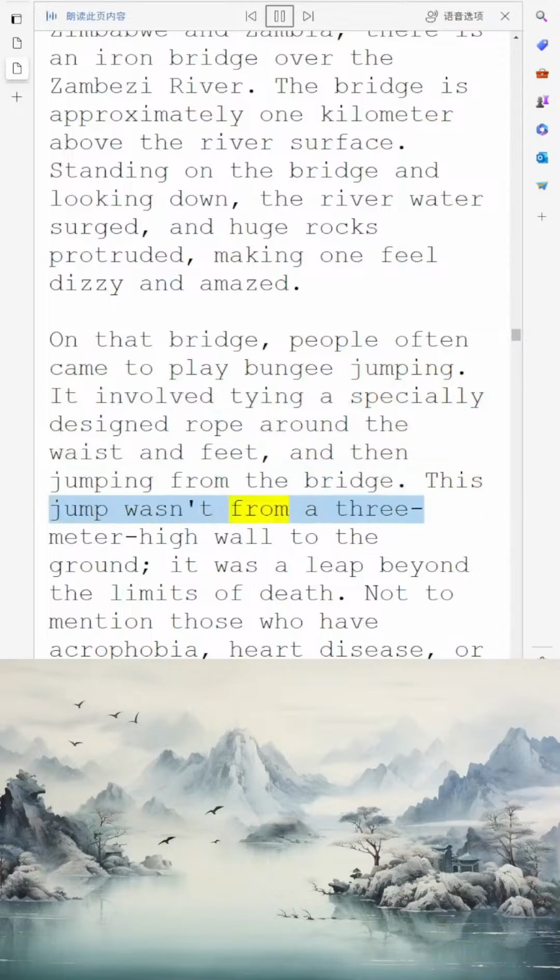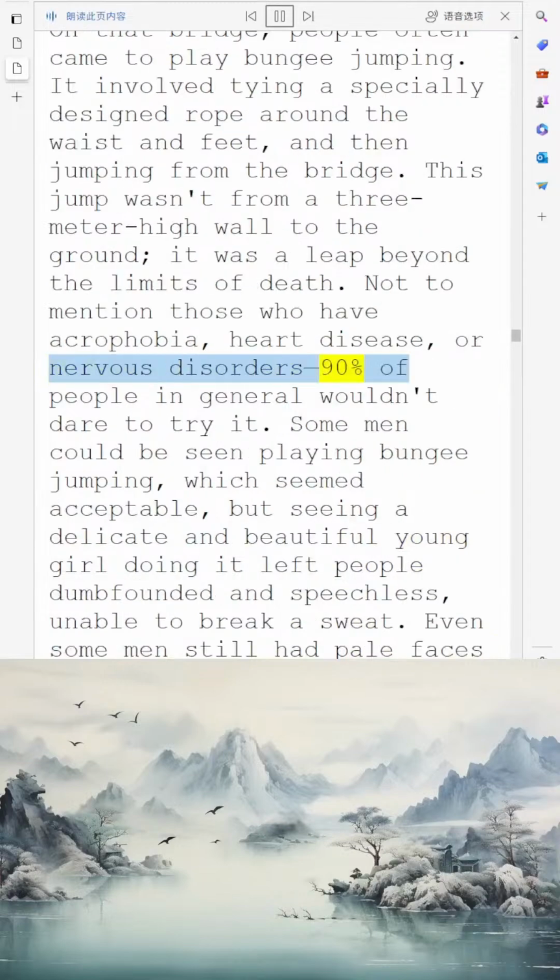This jump wasn't from a 3-meter-high wall to the ground. It was a leap beyond the limits of death, not to mention those who have acrophobia, heart disease, or nervous disorders. 90% of people in general wouldn't dare to try it. Some men could be seen playing bungee jumping, which seemed acceptable, but seeing a delicate and beautiful young girl doing it left people dumbfounded and speechless, unable to break a sweat.